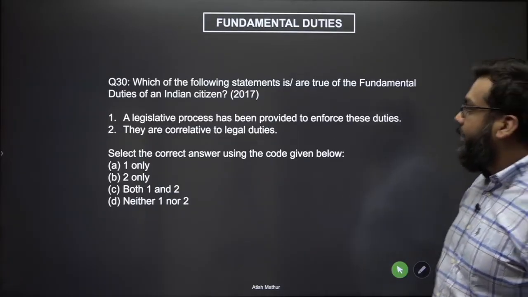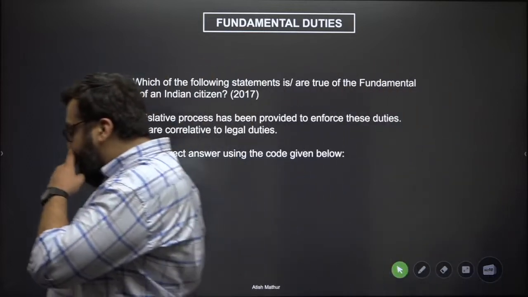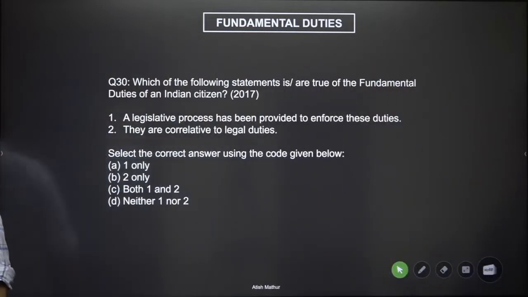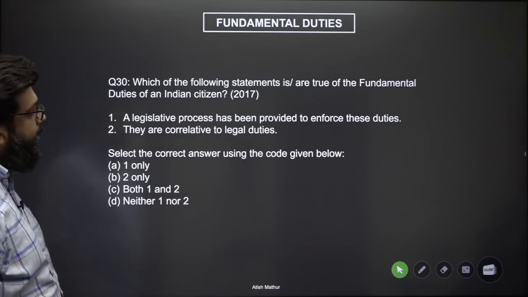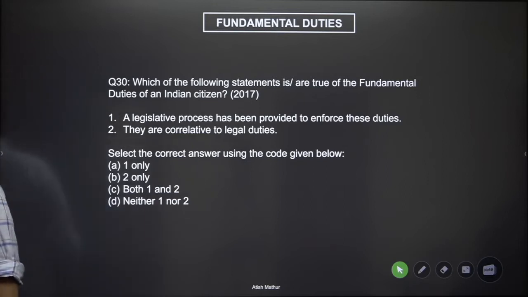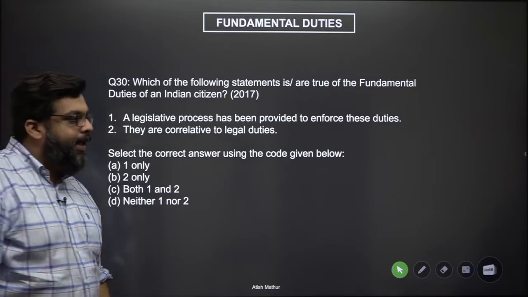Next, question number 30. Very good question. Which of the following statements is or are true of the fundamental duties of an Indian citizen?